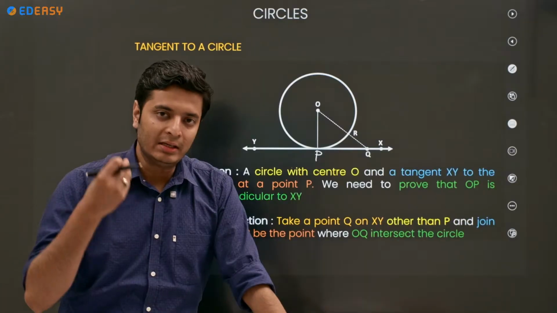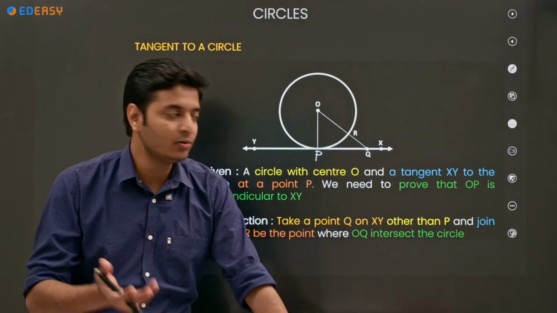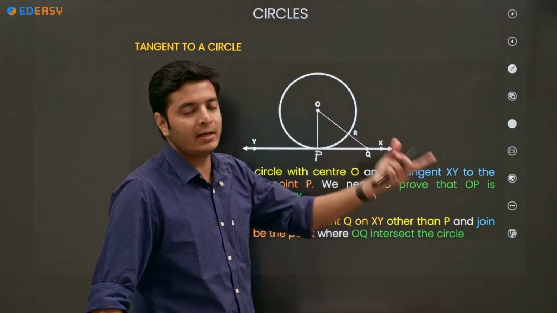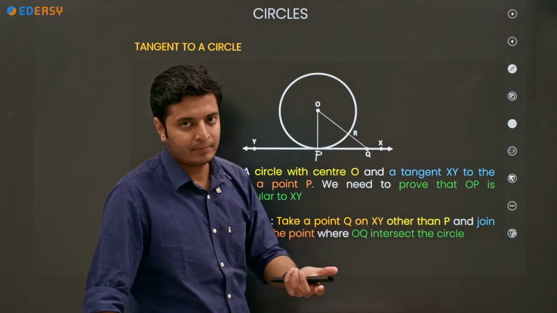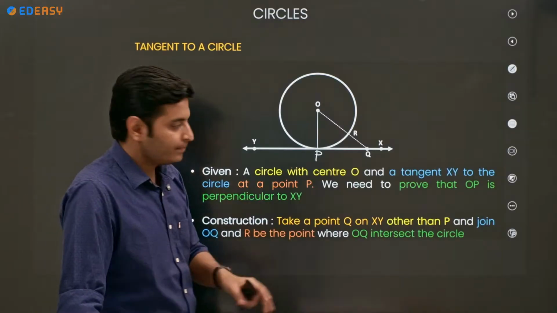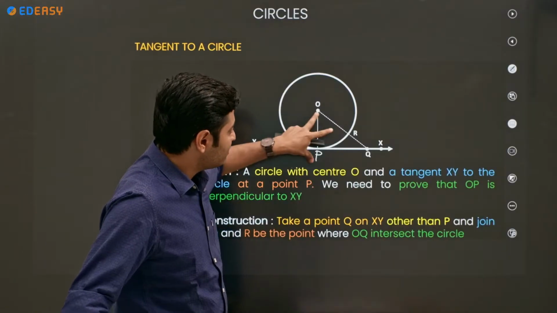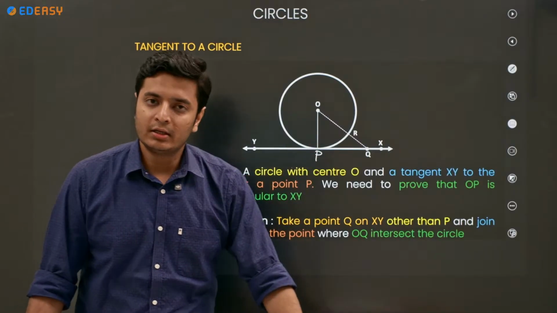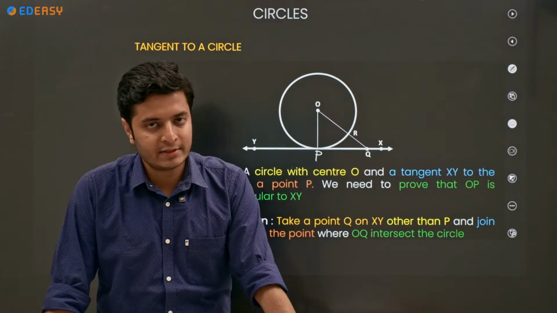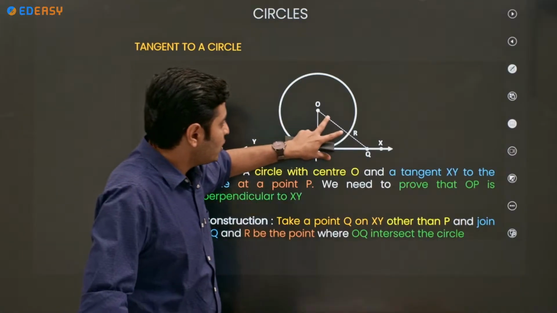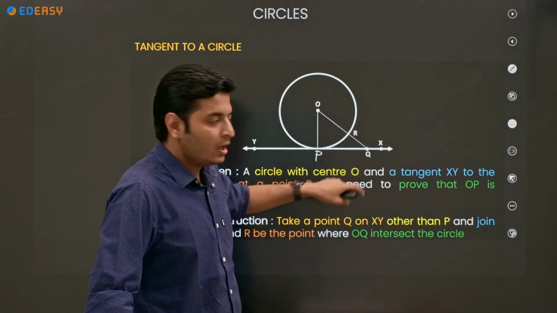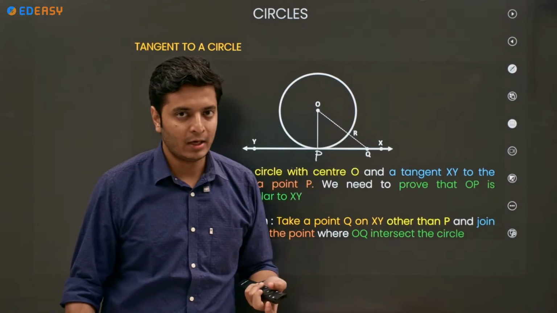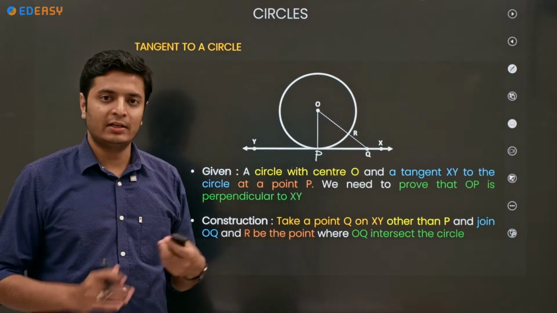So we can say that OR is part of OQ. So OR can never be greater than OQ. Correct? Now one more thing. In the same circle, I can see two radii, OR and OP. Radii of the same circle are always equal. So if OR is not greater than OQ, how can OP be greater than OQ? Not possible. Correct? So this will be the approach that we are going to take.